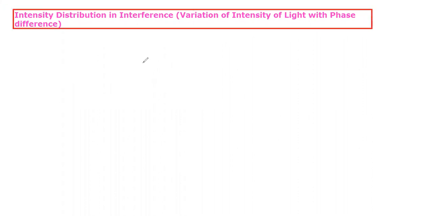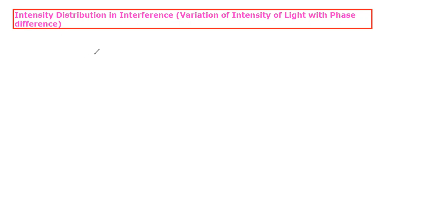So we are starting with a very important and interesting discussion to show the intensity distribution in case of an interference pattern. That is, in other words, we'll see how the variation of intensity of light with phase difference takes place in case of your interference pattern.